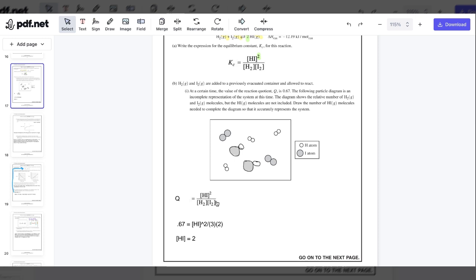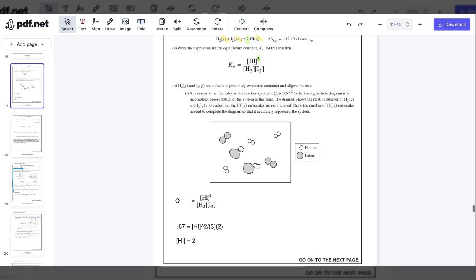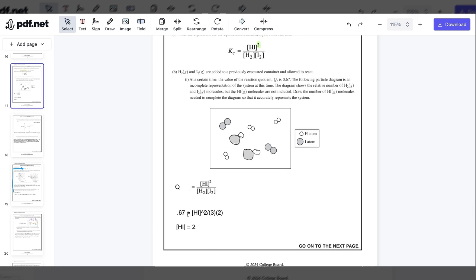So, one pretty easy way you can figure this out is remember they gave you Q. So remember Q is the same expression written, as bare bones. It's the same expression as the K equation, but the only difference is that for Q you use values at any point except equilibrium. So this is what it says, the reaction at a certain time. Q is 0.67 and Q is not equal to K at this point. So then we can just actually plug it in and figure out how many molecules of gas we have.